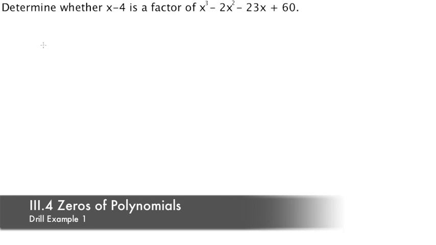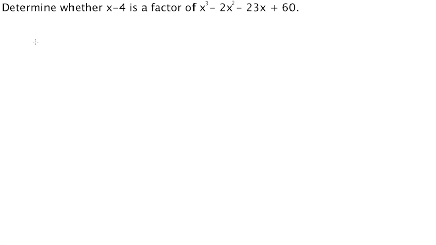Okay, so here's an example of a problem that we might run into. Determine whether x minus 4 is a factor of x cubed minus 2x squared minus 23x plus 60. From what we said before, x minus 4 is a factor if and only if, so if and only if means if one is true, both of them are true, if and only if x equals 4 is a 0.